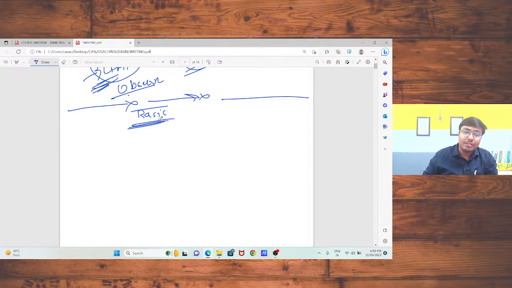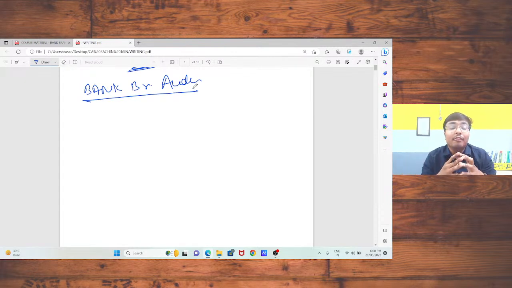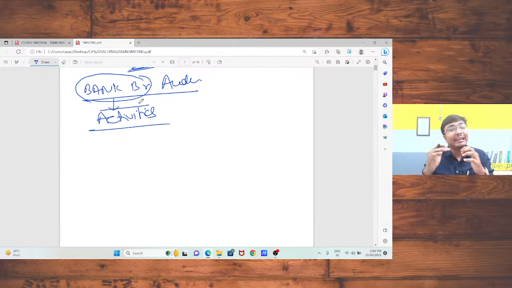Sir, I am going to start with the basics. The name says bank branch audit, so we are going to audit a particular bank branch, that means the activities of that bank branch. When we are doing income tax for our client, we first check what is the nature of that client, what are the products and services in which that client deals.